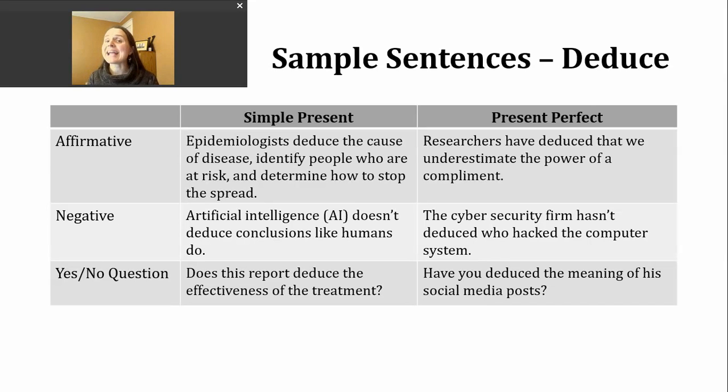Now, if I want to make a negative present perfect sentence, I need to insert not after have or has. Here's another example. The cybersecurity firm hasn't deduced who hacked the computer system. So cyber is referring to computers, technology, and in many cases also kind of referring to the internet. And hack might be a word you're unfamiliar with.